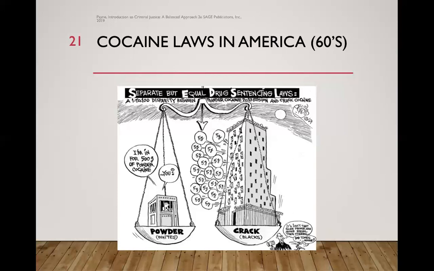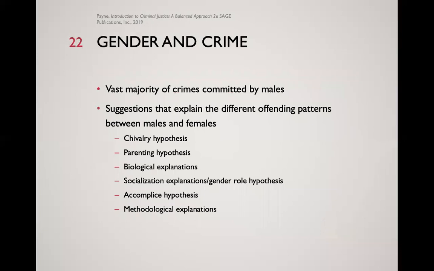Okay? So that's kind of one of the other ways, and historical evidence, that explains why blacks are overrepresented, rather, when it comes to crime trends. Okay? So the next one, gender and crime. Gender and crime. So obviously, the vast majority of crimes are committed by males, just a fact. There are different hypotheses listed below that suggest explanations for the different offending patterns between males and females.